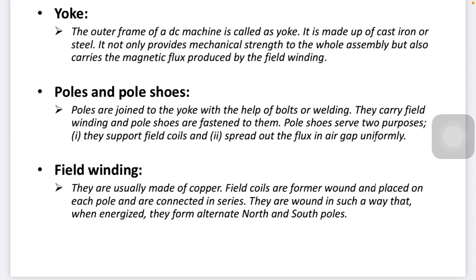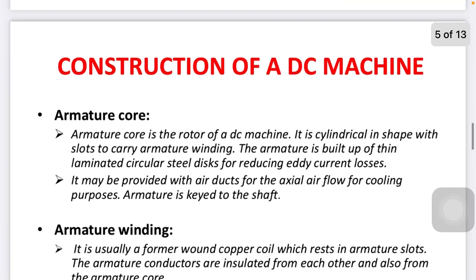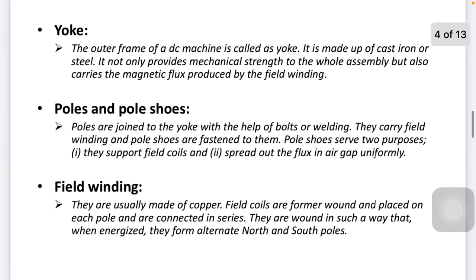Now the field winding, as I told you, is stationary. It is usually made of copper. The field coils wound and placed on each pole are connected in series. They are wound in such a way that when energized by a DC supply, the poles alternate between north and south. So this covers the main three parts of the construction.